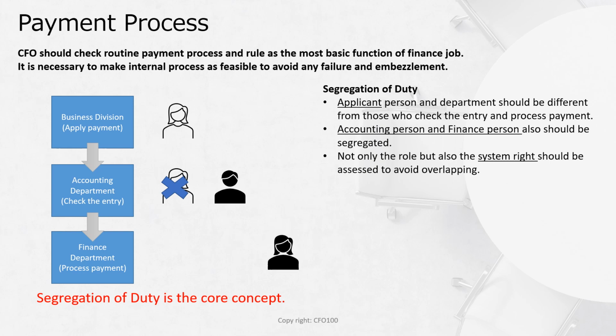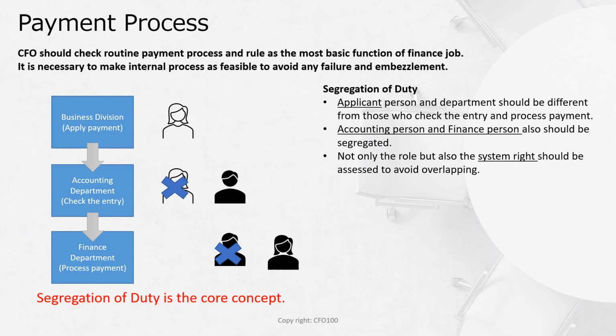The applicant should not be the same person checking the entries. Not only segregation between the business side and the corporate side, but the accounting person and the finance person also should be segregated from each other. The person who operates the payment using the banking system should not be the same as the accounting person who checks the entry.